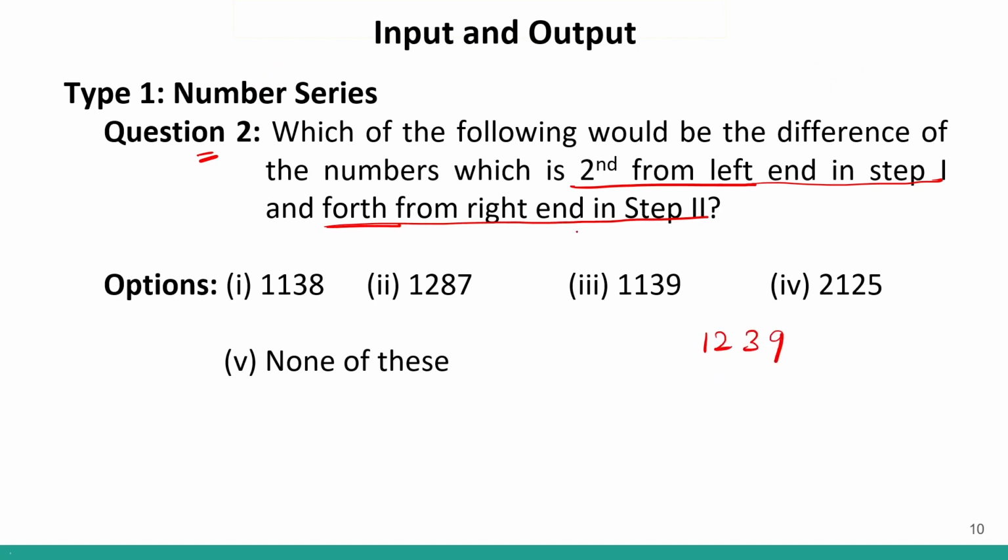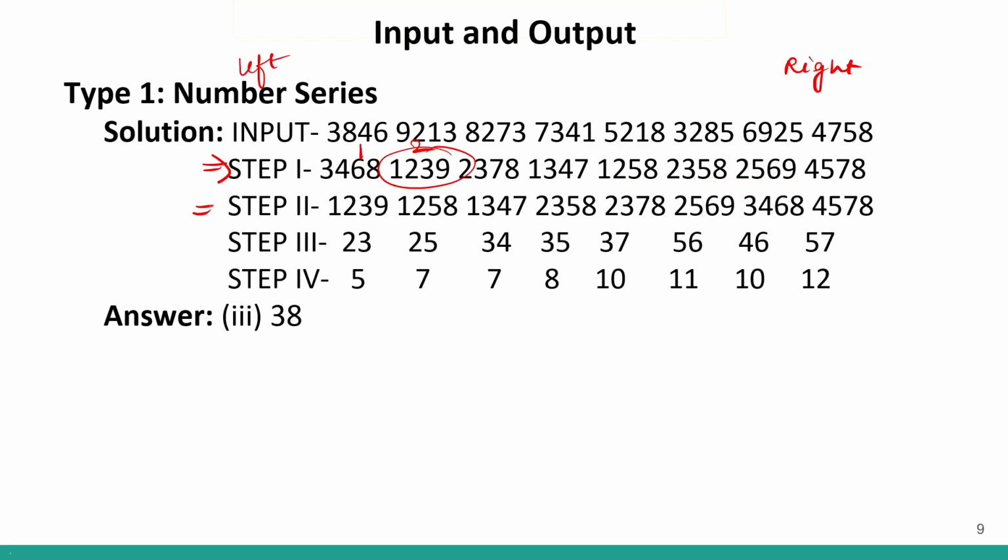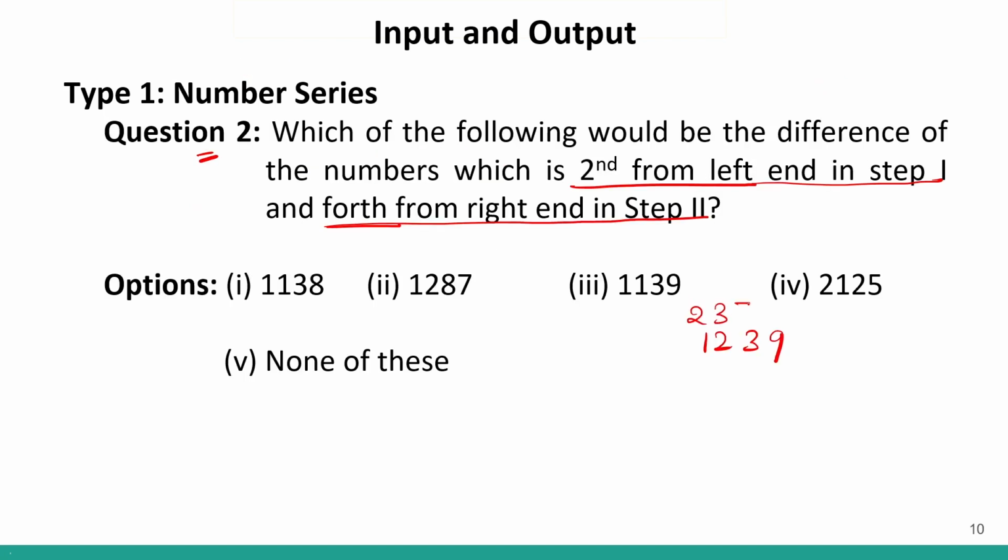And 4th from right end in step 2. Step 2, 4th from right end will be 1, 2, 3, 4, that is 2, 3, 7, 8. We have to find the difference of these numbers. So if I subtract, this will be 6, this will be 18, so 9, 3, 1, 1. 1139 will be my answer, which is given in option number 3. So option number 3 will be the correct answer to this question. Clear?